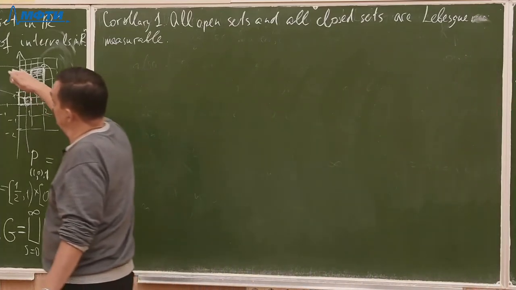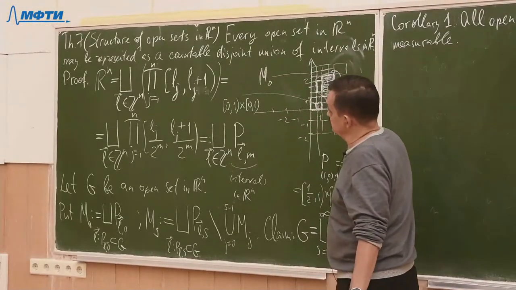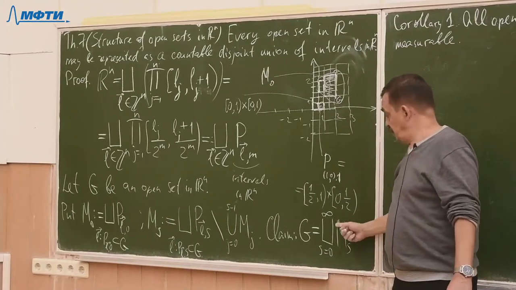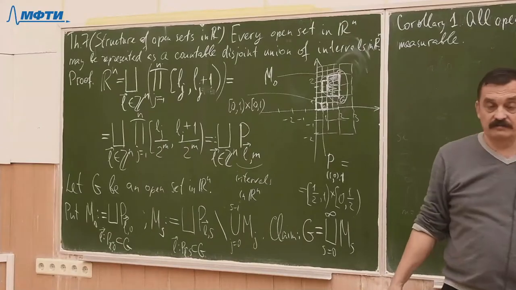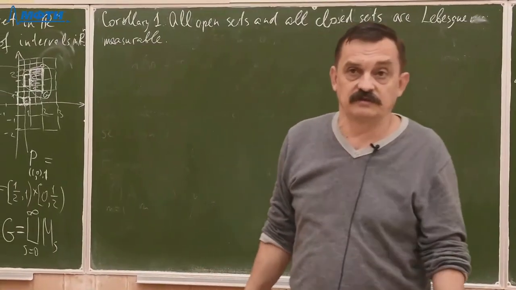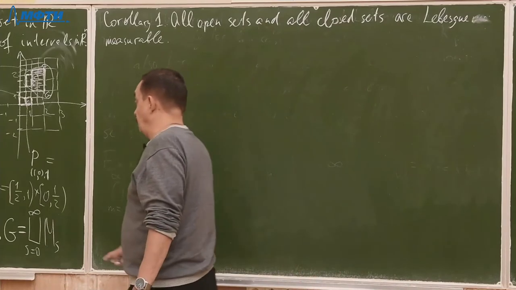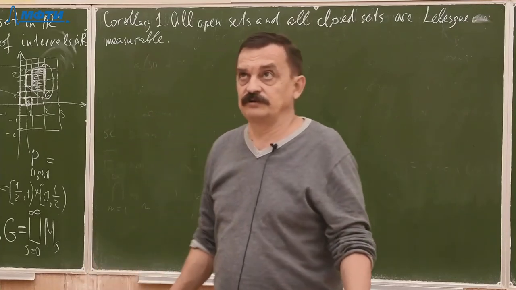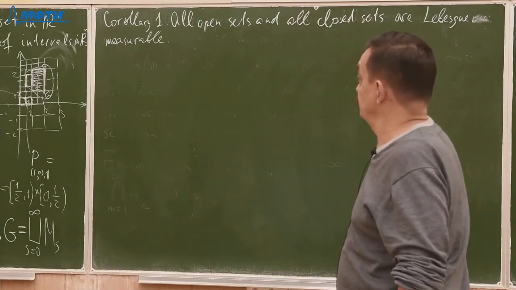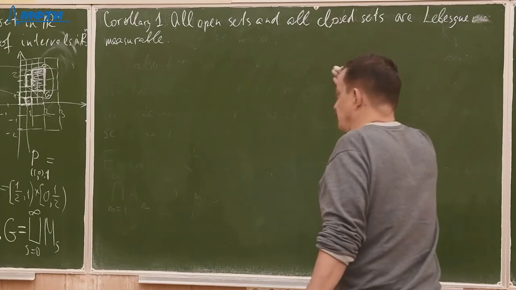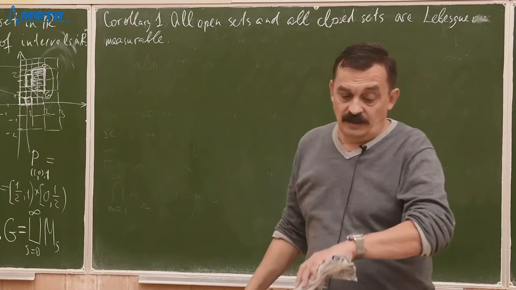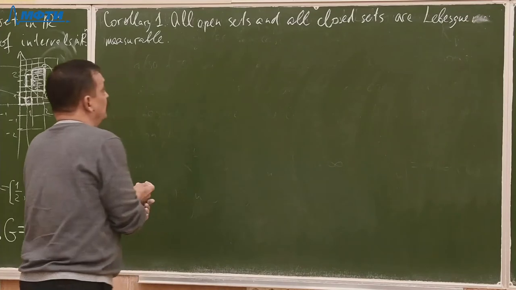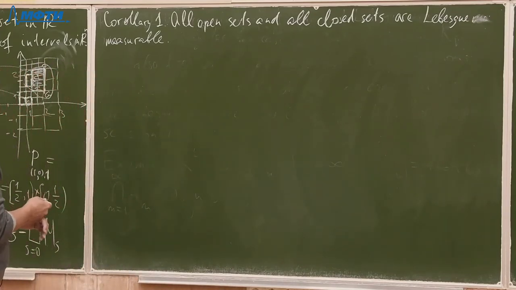Because, you see, every open set is a disjoint union of intervals. Every interval is Lebesgue measurable, because it even has a volume. And we have a countable union, hence it is Lebesgue measurable. A countable union of measurable sets is again measurable. And closed sets are complements of open sets. Let me say a few words about this property. In fact, let me give a definition.